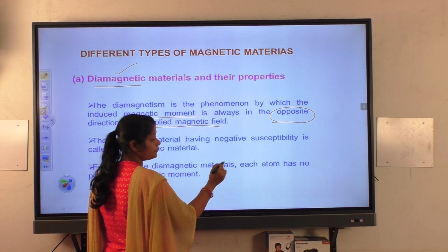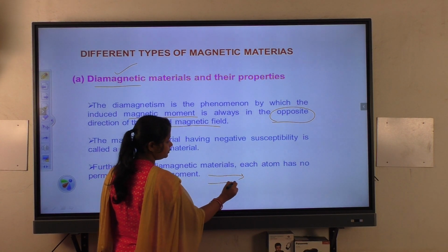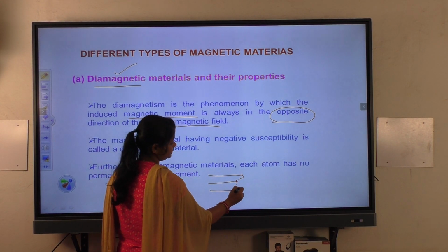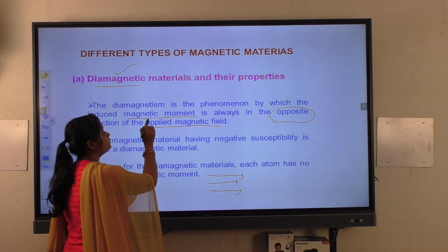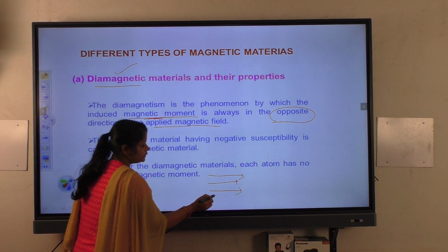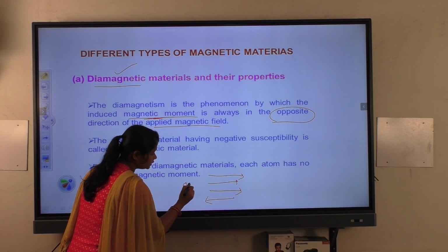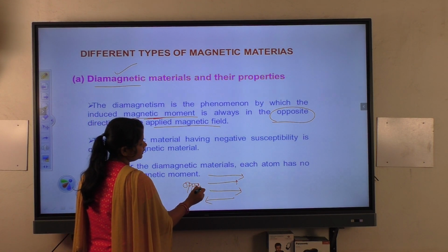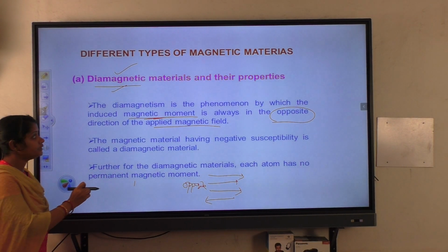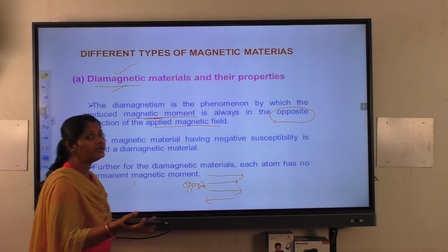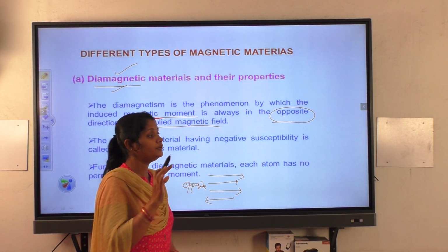Here I can take an example. If we are applying the magnetic field in this direction, then the induced magnetic moment moves in this direction, in the opposite direction, in case of diamagnetic material. The induced magnetic moment is always in the opposite direction of the applied magnetic field.